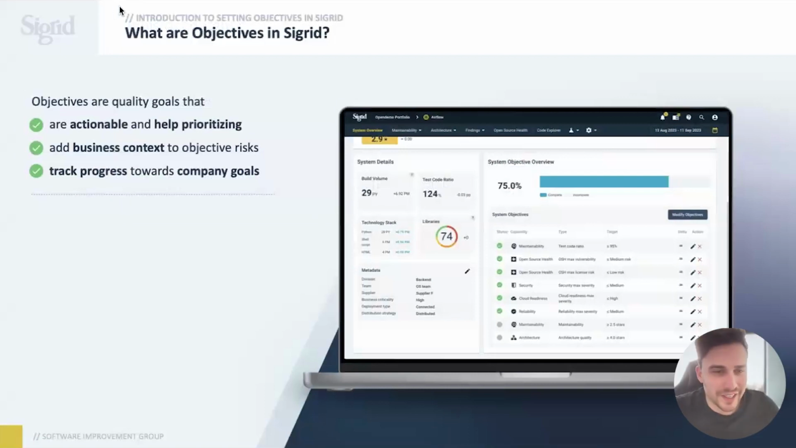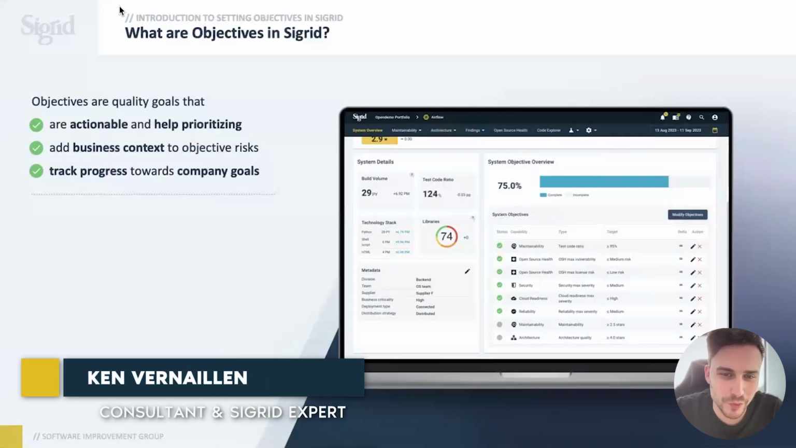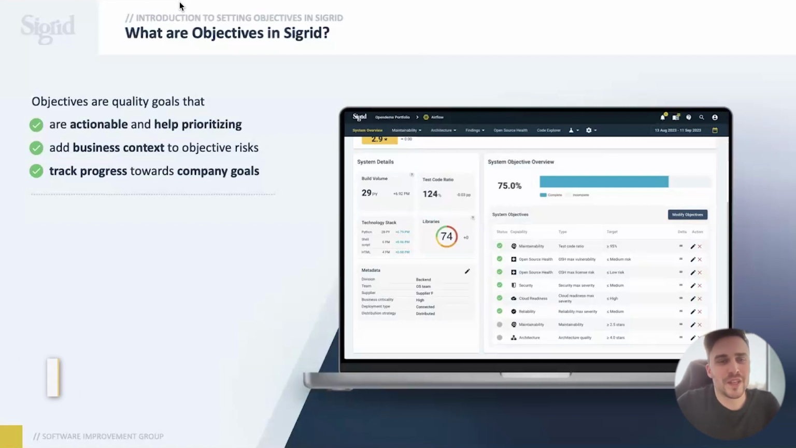Yes, hello. Some of you might recognize this picture from an earlier Ask Me Anything session where we introduced objectives. A small recap for that: objectives help you to prioritize your quality insights. Because when you open any quality insight tool, you might see some red boxes. This might be, for example, a 1-star rating for maintainability, but it doesn't mean that that should be the first thing that you should work on.